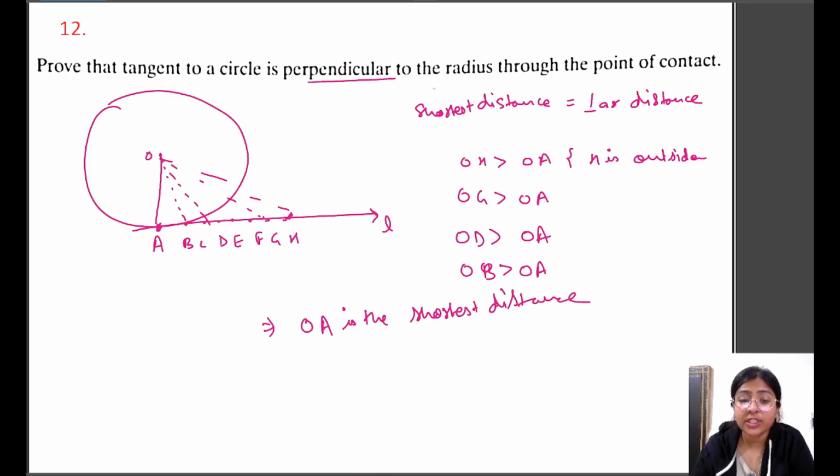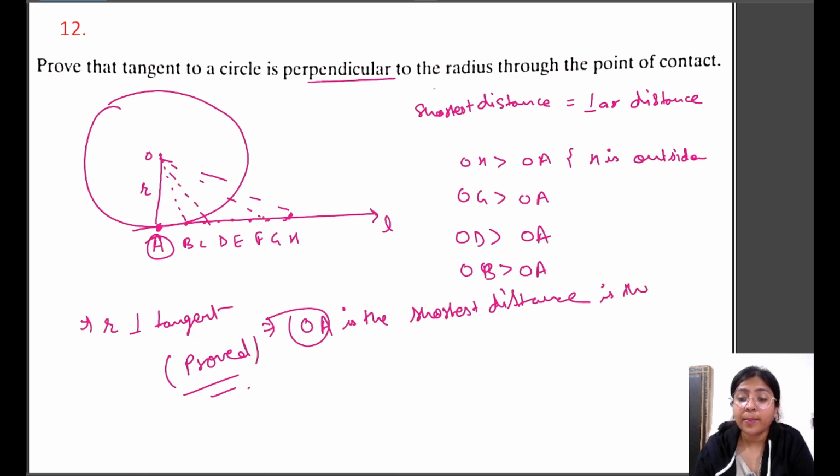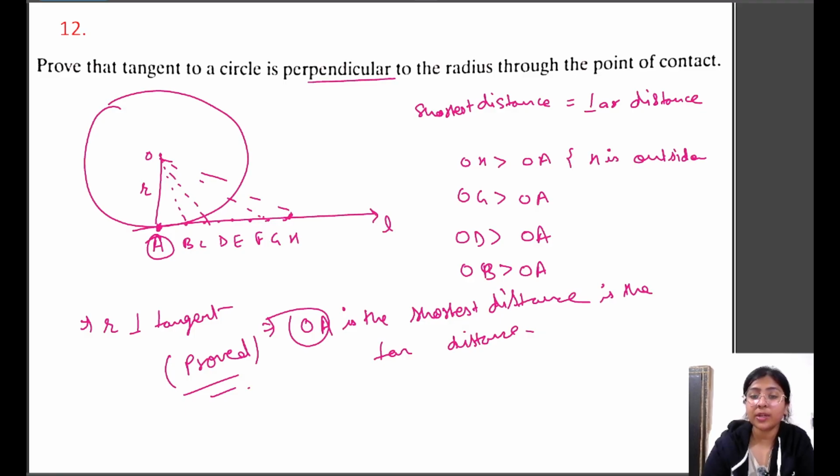If OA is the shortest distance, OA distance is called radius, because we know A point is lying on the circumference. A is the point of contact where circle and tangent are touching each other, so their distance will be R. It means R is the shortest distance from the tangent to the center. So this implies radius is perpendicular to tangent, hence the question is proved, because the shortest distance is the perpendicular distance. Any doubt, learners? No.